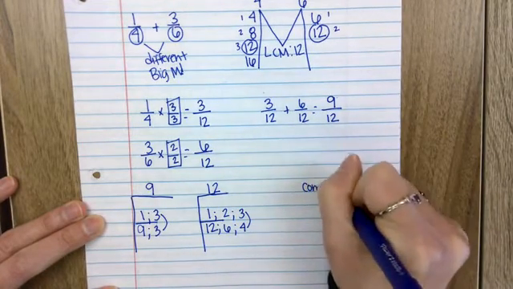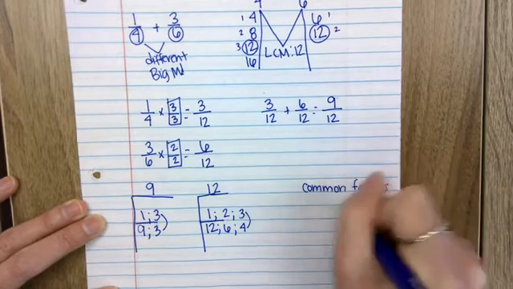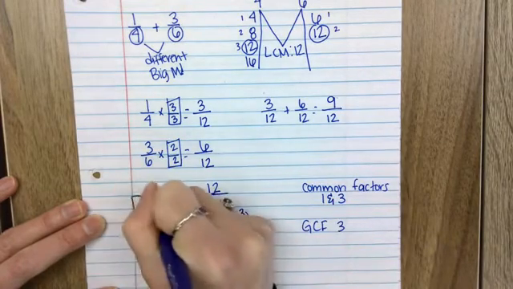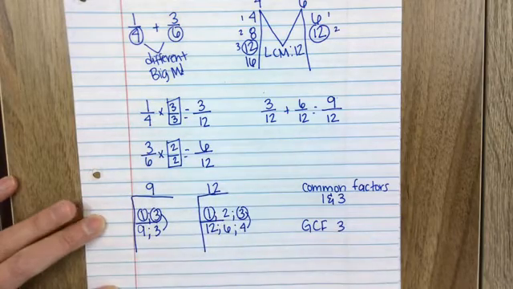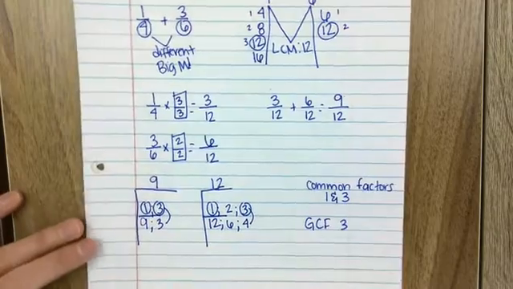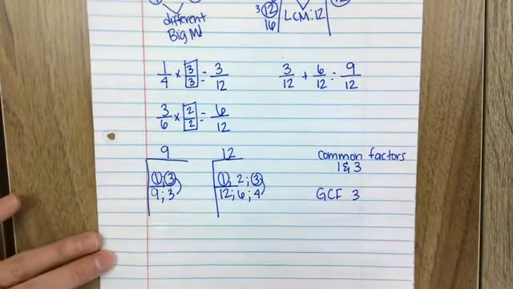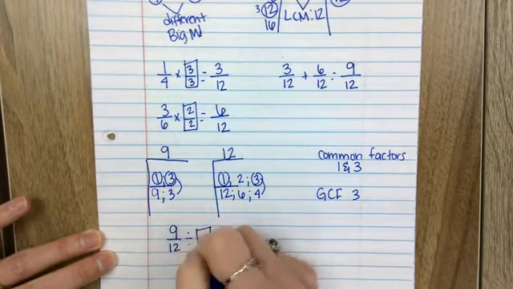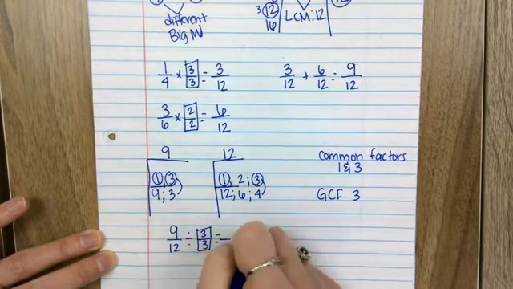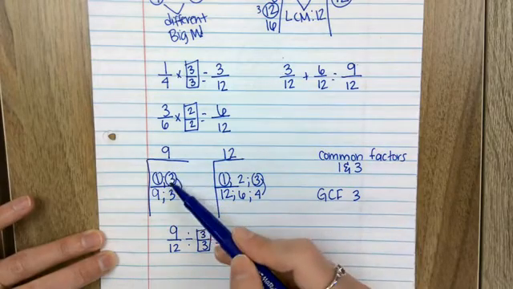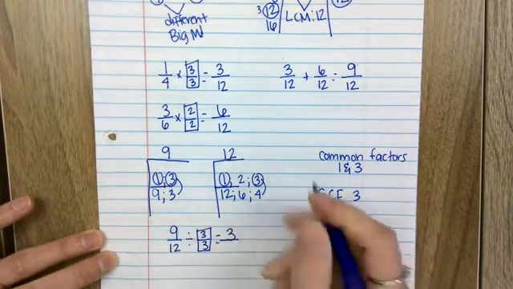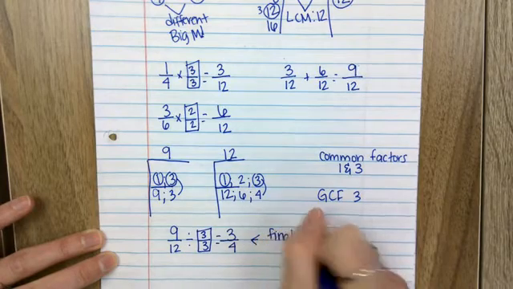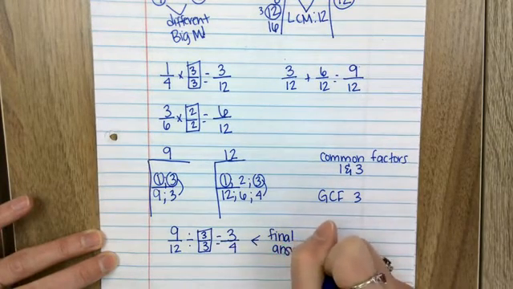My common factors for 9 and 12 are 1 and 3, which means that my greatest common factor would be 3. Since my greatest common factor is greater than 1, that means that I am going to have to divide in order to get my answer in simplest form. So I am going to divide 9/12 by my greatest common factor, which is 3. I can use those F charts to help me. 9 divided by 3 equals 3, and 12 divided by 3 equals 4. So for this problem, my final answer in simplest form is 3/4.